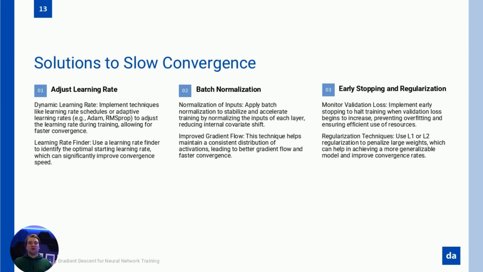Finally, let's talk about early stopping and regularization. With early stopping, you monitor the validation loss and halt training as soon as it starts increasing. This not only saves time, but also prevents overfitting. Regularization techniques like L1 and L2 help by penalizing large weights, encouraging simpler models that are easier to optimize. The result? A faster, more efficient training process that doesn't sacrifice accuracy.